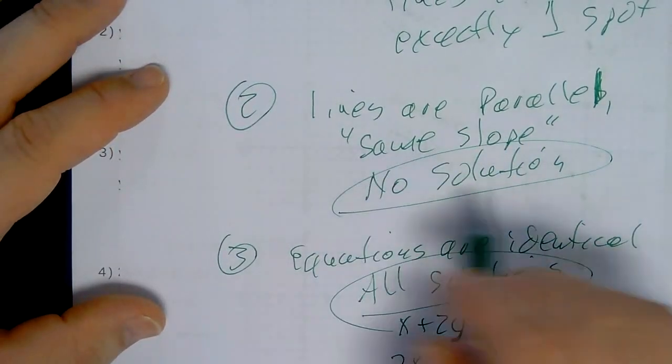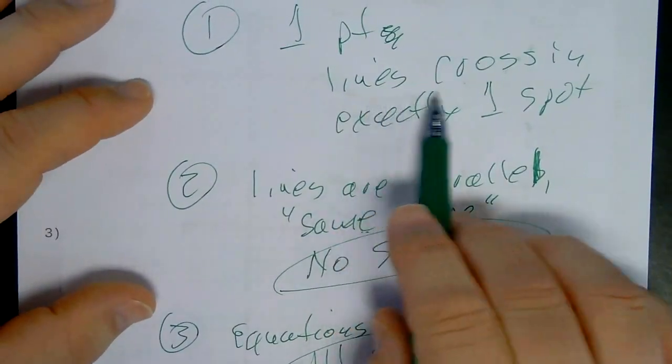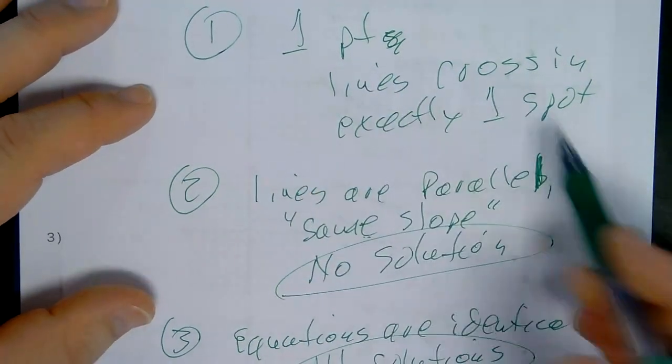And then there's no solution, lines are parallel, they have the exact same slope. And then of course, again, exactly one spot, so you get one solution, one point.